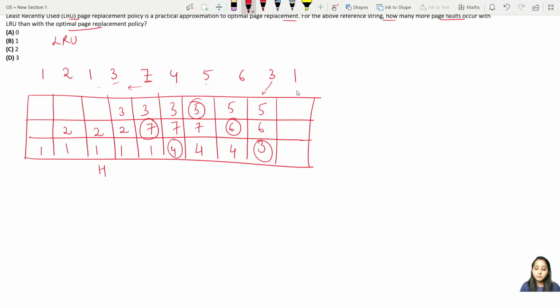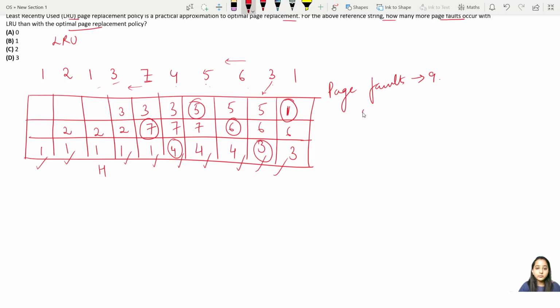Now 1 came, and some page will be replaced. 3 is here, 6 is here. In place of 5 I have to write 1, because while following LRU I have to see the least recently used page. So how many page faults? 1, 2, 3, 4, 5, 6, 7, 8, 9. So there are 9 page faults.